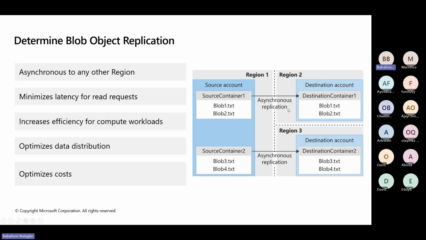So in case there's a downtime at any point on this region, then we can have this up and running. So this is just asynchronous to the other region. It minimizes latency, optimizes cost and the likes. And that's the replication strategy for your blob objects.